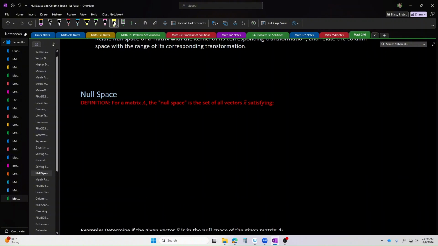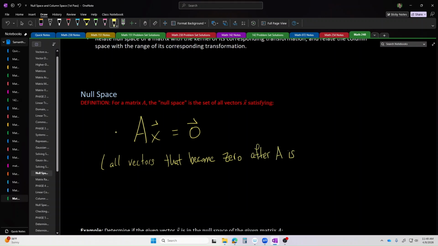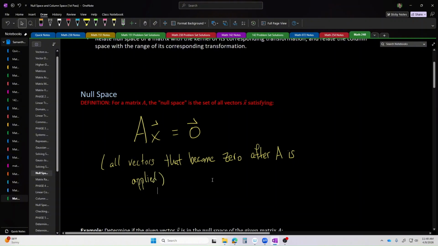The null space of a matrix is the set of all the vectors which become zero after they are multiplied by the matrix A. So the null space is the set of all vectors X that satisfy that when you multiply them by the matrix A, the result of that is the zero vector. All vectors that become zero after A is applied. Or put another way, all of the vectors that are destroyed by the matrix A.